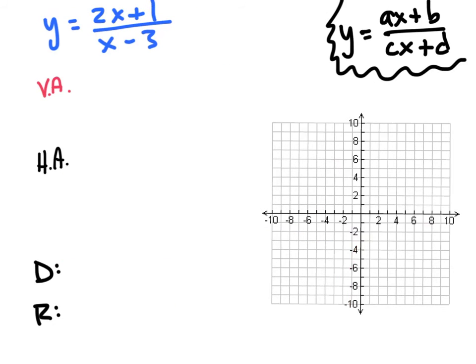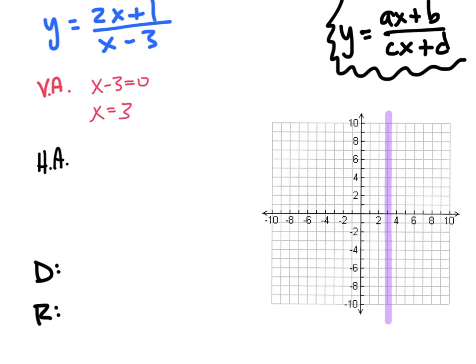The last form is ax plus b over cx plus d. In this form, this is the only one so far where we've had an x in the numerator and in the denominator. So, the vertical asymptote, we just talked about that. How do you find the vertical asymptote? Set the denominator equal to 0 and solve. So where's my vertical asymptote? At x equals 3. So I'll go ahead and draw that.